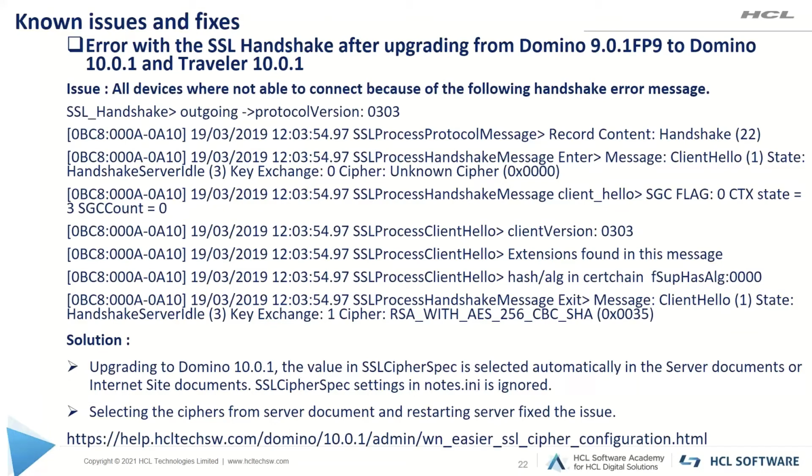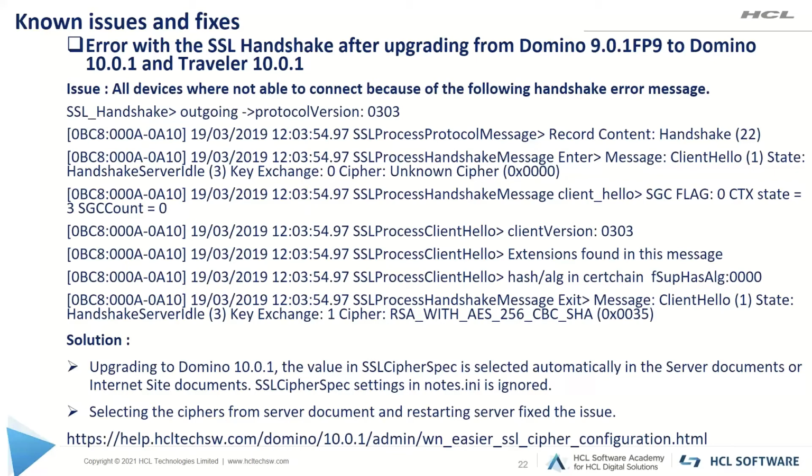In an environment, it was observed that Traveler 10.0.1.0 installed on Domino version 9.0.1 fixpack 9. Domino server version was upgraded to 10.0.1 version. Post upgrade, it was found that all the devices were not able to connect. On console, SSL handshake error messages were found as shown on this slide.